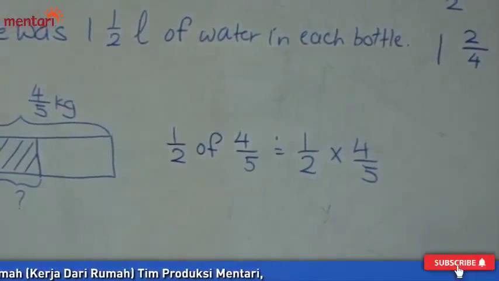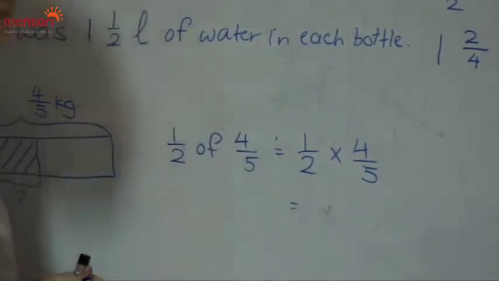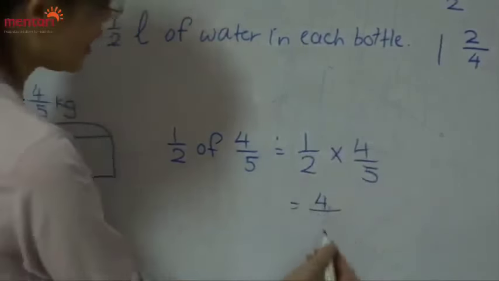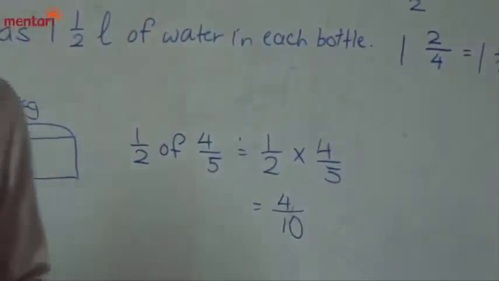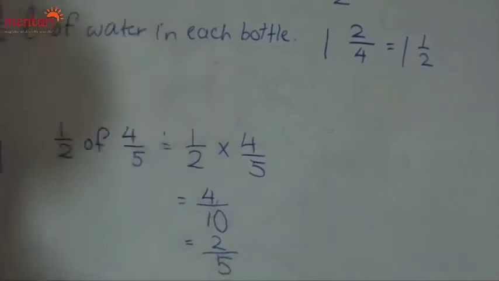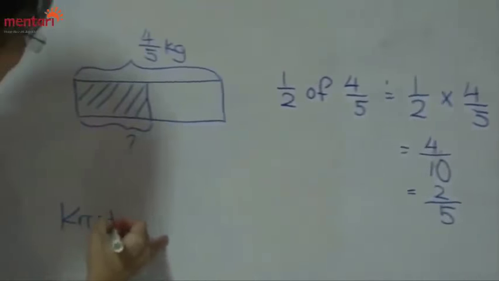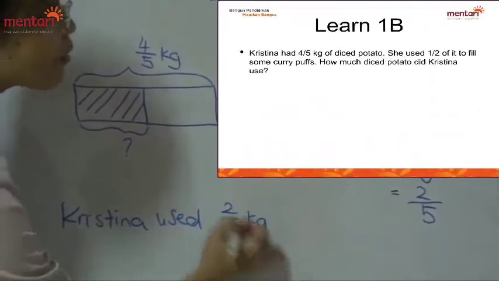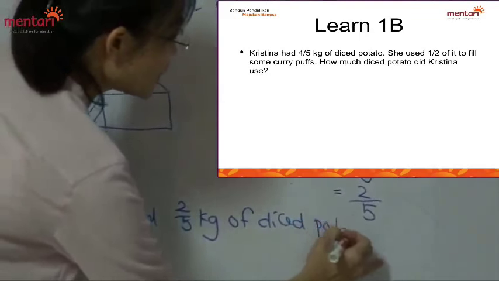Do you still remember how to multiply two fractions? Simply multiply the numerator and then multiply the denominator. 1 times 4 is 4 and 2 times 5 is 10. So we get 4 tenths. And remember, what is the simplest form of 4 tenths? Correct. It is 2/5. So that means Christina used 2/5 kilogram of diced potato.